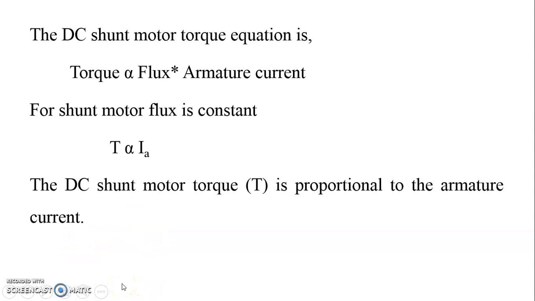So next is the torque equation of the DC motor. Here the torque is directly proportional to the flux into the armature current. We already said that in the DC shunt motor, flux is always constant. So torque is directly proportional to the armature current, that is IA. So in a DC motor, the torque produced is directly proportional to the armature current. So the torque is dependent on the armature current.